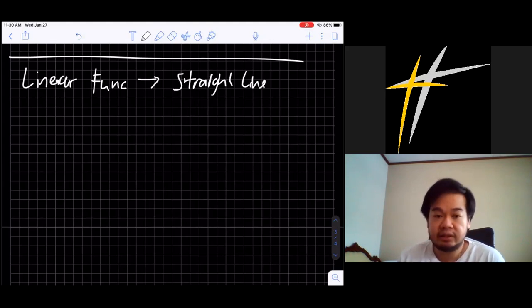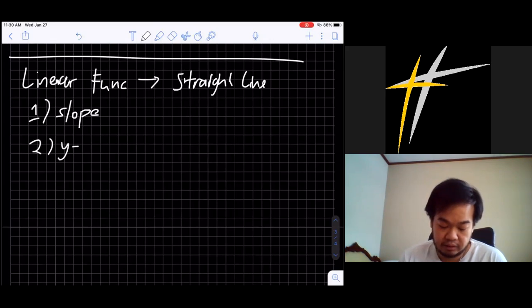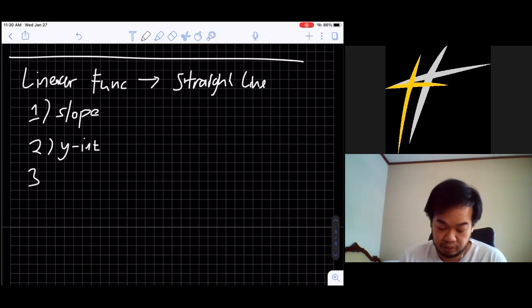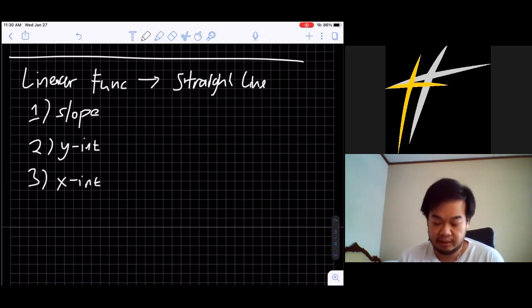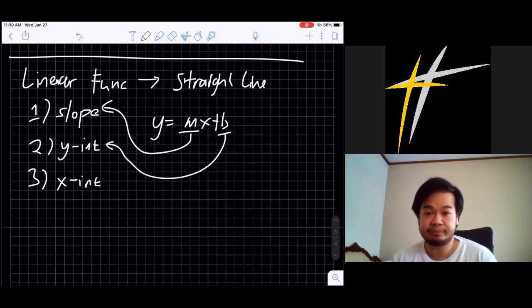To sketch a linear function correctly, you need two instruments. The first one is the slope, and the second one is the y-intercept. It's also nice if you want to add the x-intercept. Remember the function is y equals mx plus b. The m will determine your slope, and the b will determine your y-intercept.